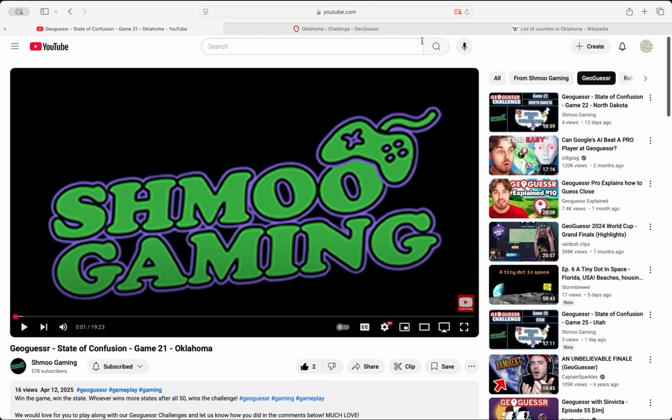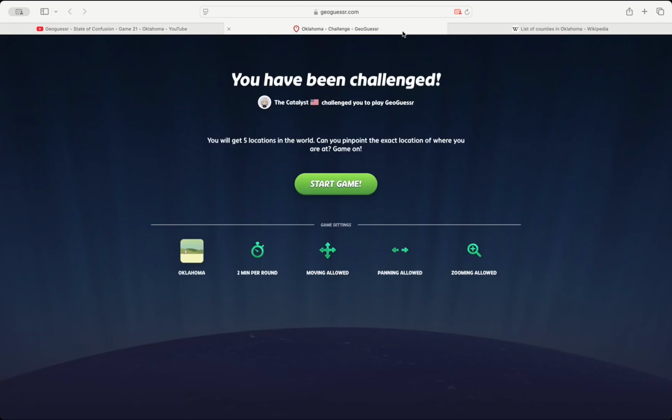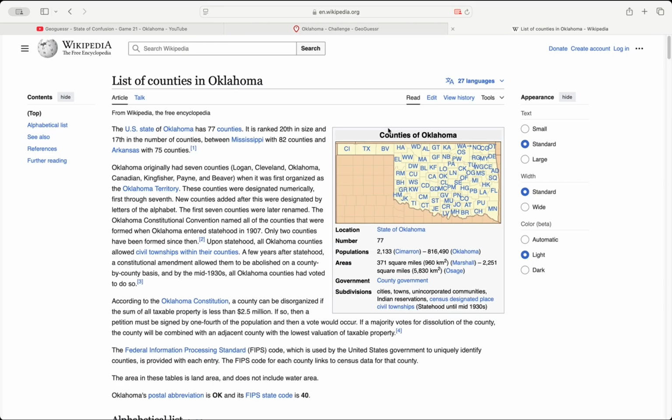Today we're going to be playing Oklahoma. And before we get started, I just wanted to give you a little knowledge of Oklahoma. There are two states in the U.S. where the counties are very, very helpful on the street signs. One is Oklahoma, and then the other one is South Carolina.